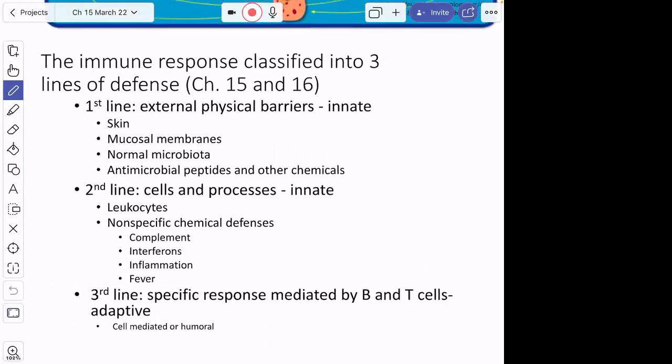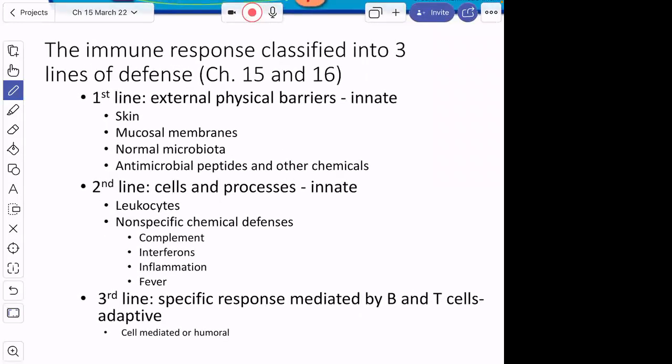Okay, so by way of a roadmap of where we're going here, your book, I like the way it organizes this. It classifies our immune system into 3 lines of defense. And these are artificial constructs. There's some overlap there. I wouldn't say, don't memorize whether something is a first line or second line. It's just a general construct. In general, our first line of defense, we would consider external barriers and maybe our normal microbiota. Once those things are breached, like our skin and our mucous membranes, once defenses there are breached, we would come to our second line of defense.